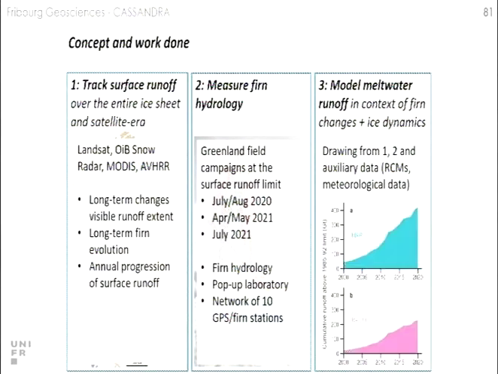This has just recently started, but I can share one first result. We thought that now that we have the map of the surface runoff extent from the past and now, how do the climate models, the tools that we use today, actually simulate runoff in these areas? The result is shown here as a cumulative amount of surface runoff of the 2 most important regional climate models. And what we found is that they differ by a factor of 2.